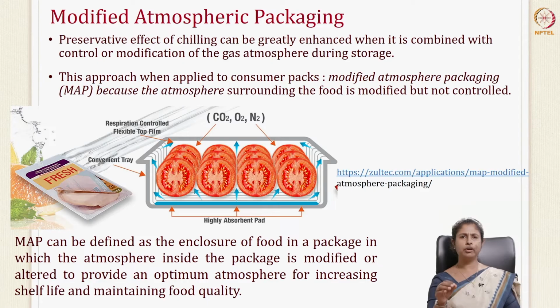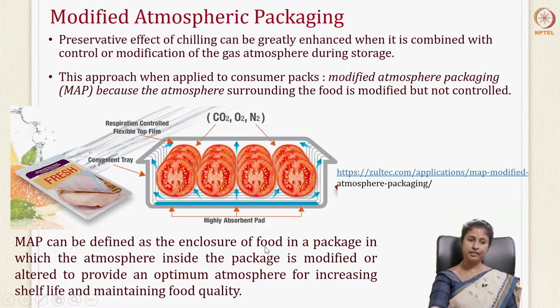What they do here is they modify the package environment in such a way that it will increase the shelf life of the product. It is very clear here in the picture that they have carbon dioxide, oxygen and nitrogen. All these three can be modified. So once the gaseous environment inside the package is modified, the product will stay for a longer time. So let's look at the definition for a MAP. It can be defined as the enclosure of food in a package in which the atmosphere inside the package is modified or altered to provide an optimum atmosphere for increasing the shelf life and maintaining the food quality.